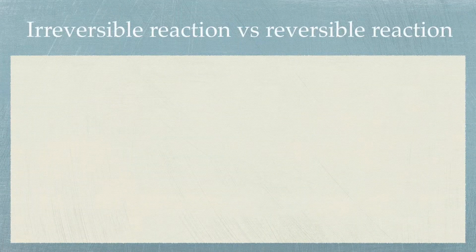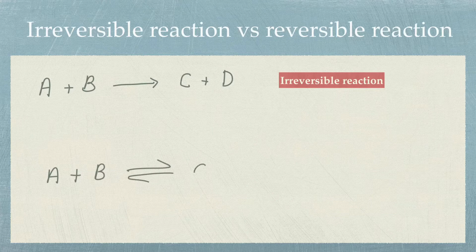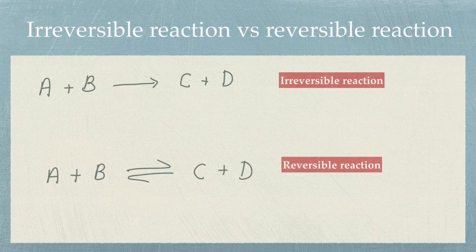Before we go further, let's discuss the concept of irreversible reaction and reversible reaction. The chemical equation that we normally encounter looks more or less like this. It is called an irreversible reaction. There is another type of chemical reaction, called a reversible reaction. You can differentiate these two reactions by looking at the arrow used in the equation. The irreversible reaction uses a single head arrow that points to the product side, while a reversible reaction uses a double head arrow that points to both reactant and product.